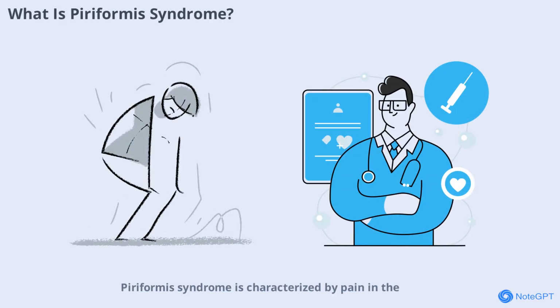Piriformis syndrome is characterized by pain in the buttock region that often radiates down the leg. The root cause is irritation or compression of the sciatic nerve by the piriformis muscle. This pain can be aggravated by certain movements or postures, such as sitting for long periods or rotating the hip. Interestingly, PS can affect anyone regardless of their occupation or activity level, but it's most common in people in their 40s and 50s. Women are more frequently affected, possibly due to anatomical differences. Understanding these basics is crucial for recognizing the syndrome early.